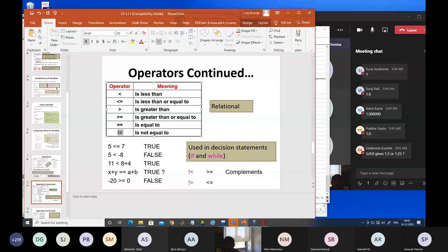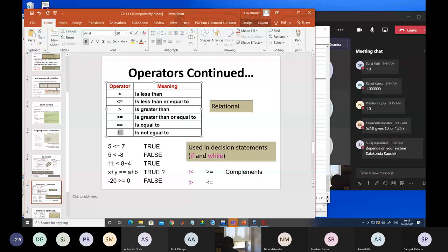5 divided by 4.0. What is the output you will get? Anyone? What is 5 divided by 4? If you are getting the exact value, then you will get that value. 5 divided by 4, 1.25 is the right answer.